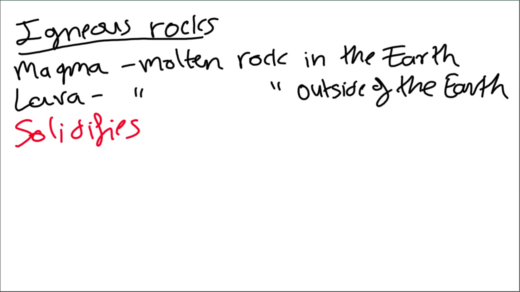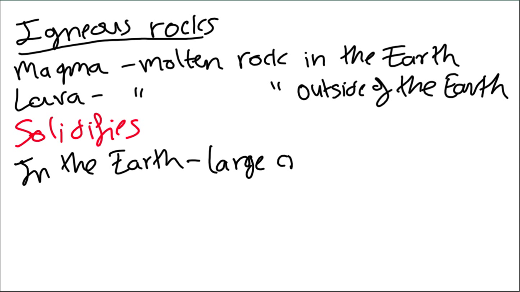Now, the size of the crystals depends on the rate at which this magma or lava has cooled. So, for example, if it's cooled in the earth, this is going to cool very slowly. So this is going to produce large crystals. And this actually forms intrusive igneous rocks because it's formed in the earth.